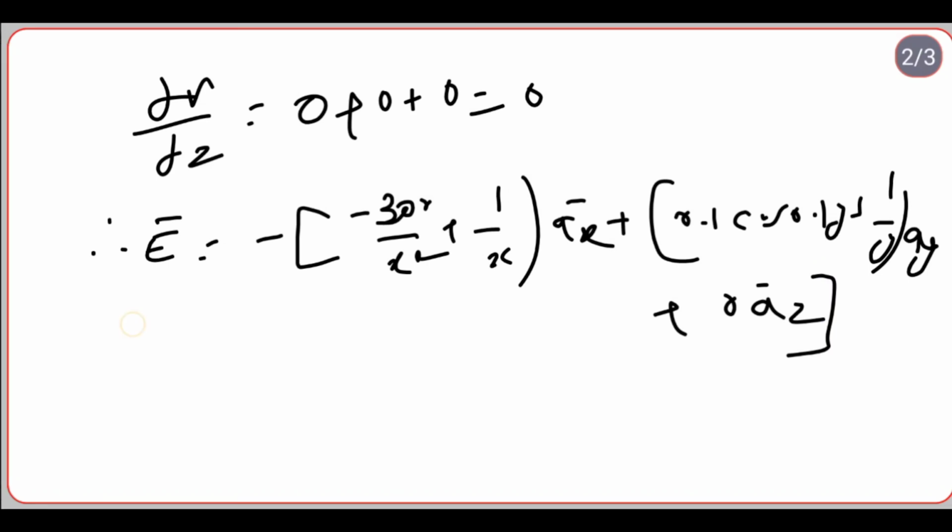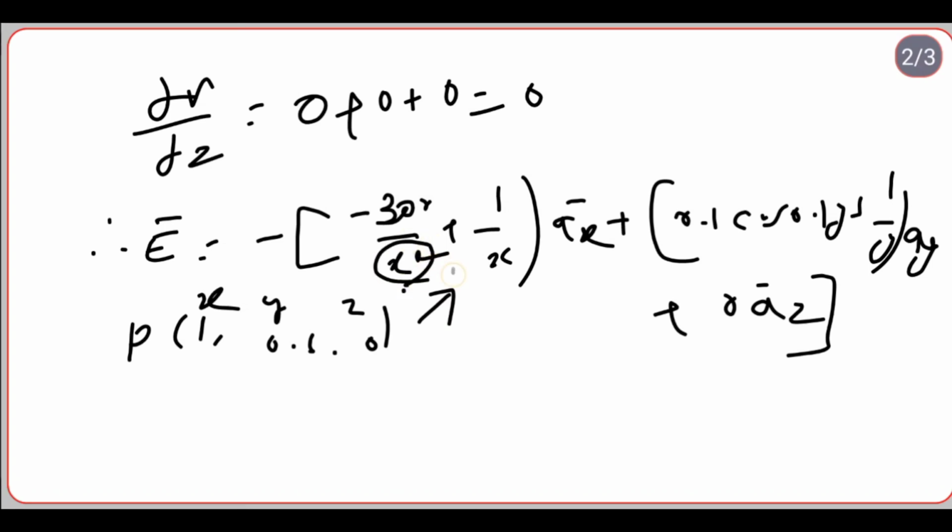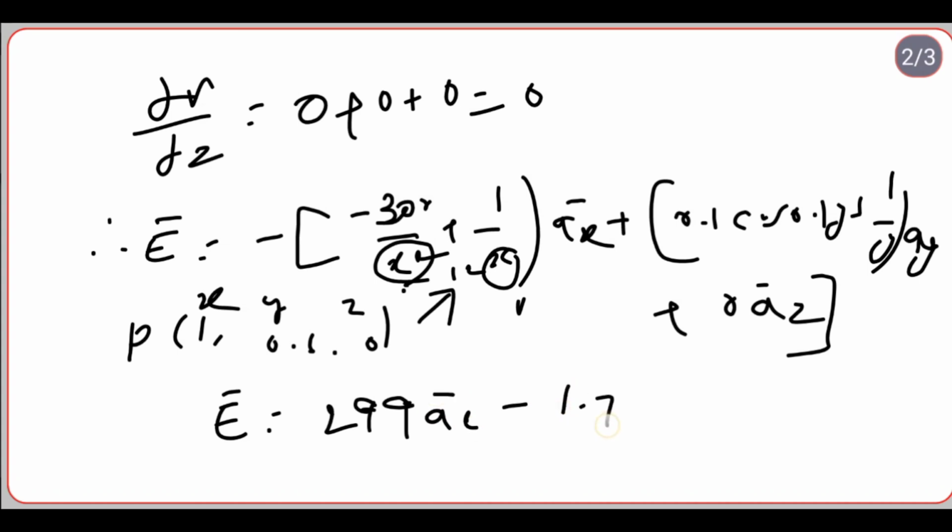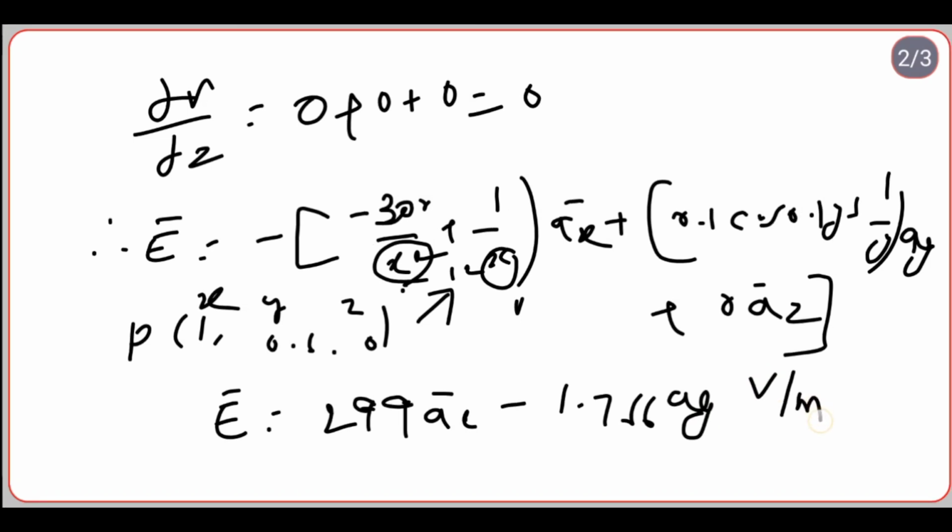At the given point P, x is 1, y equal to 0.6, z is 0. We are substituting all this in this equation. If you substitute, E bar comes out as 299 ax minus 1.766 ay volts per meter. Like that, we can calculate electric field intensity from electric potential by using the potential gradient.